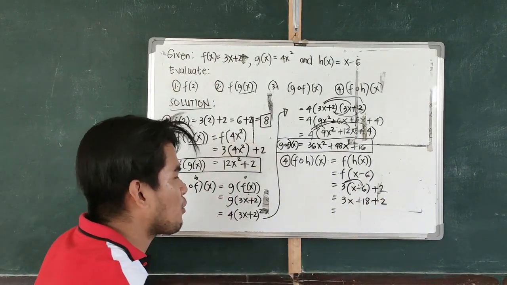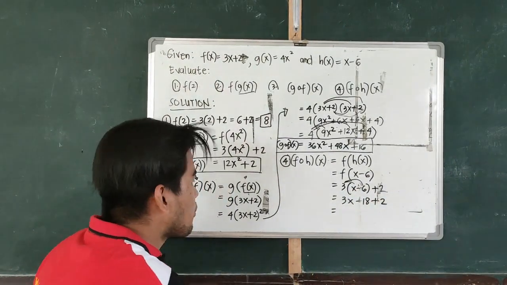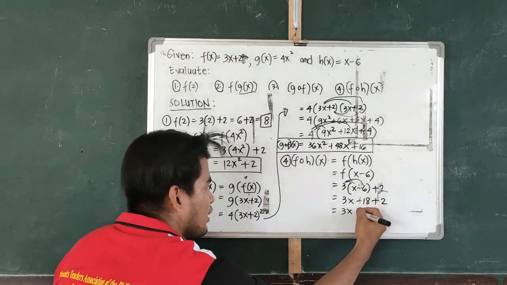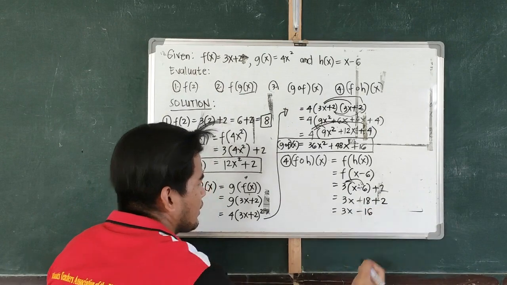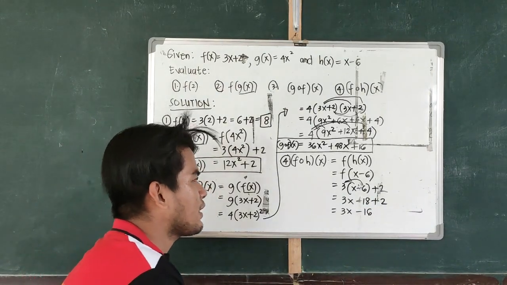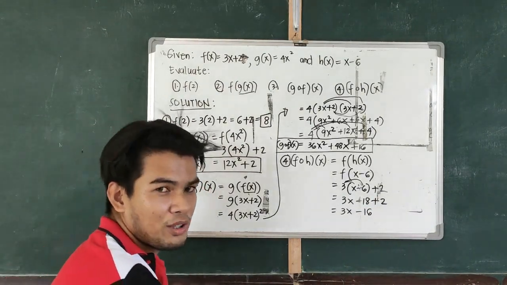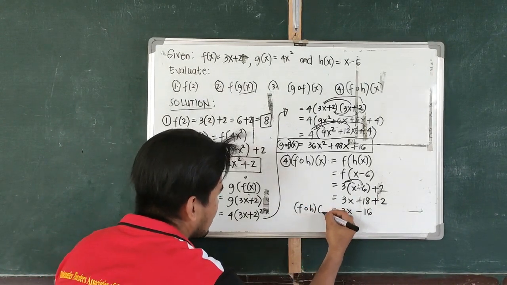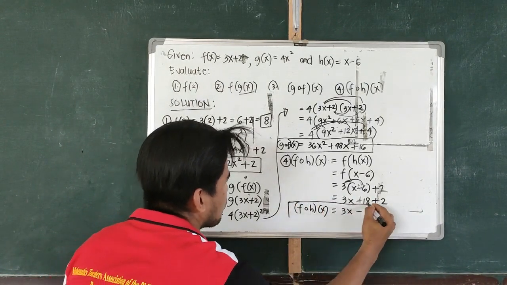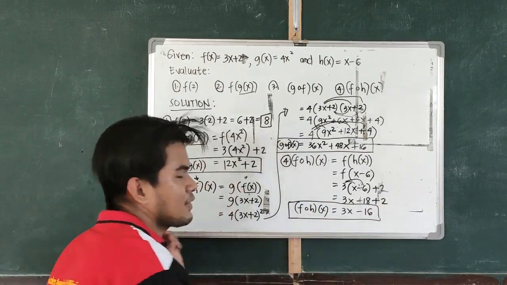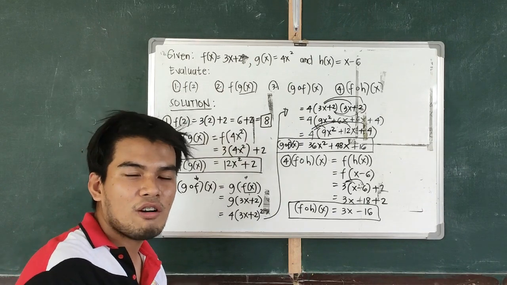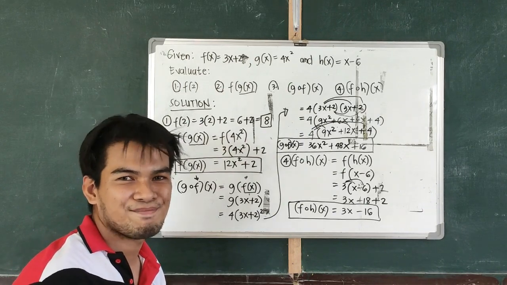So since pwede pang combine yung dalawang constants, we combine them. Okay? Negative 18 plus 2 is equivalent to negative 16. So since simplified na siya, that is already our answer. So the composition of f and h is equivalent to 3x minus 16. That's how we do composition of two functions.